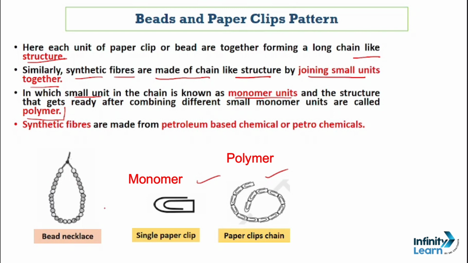As we can see in this figure, the small units are making a big structure by forming a long chain. Like this only in synthetic fibers also, there are many small units that are known as monomer units that will form a long chain, and the structure that we get at the end is known as polymer. Now, synthetic fibers are mainly made from petroleum based chemicals, or you can say petrochemicals, and we have already discussed about the types of synthetic fibers.